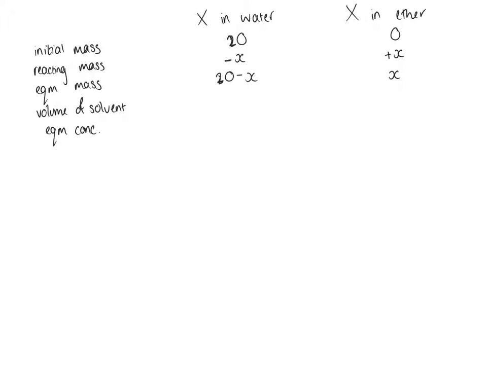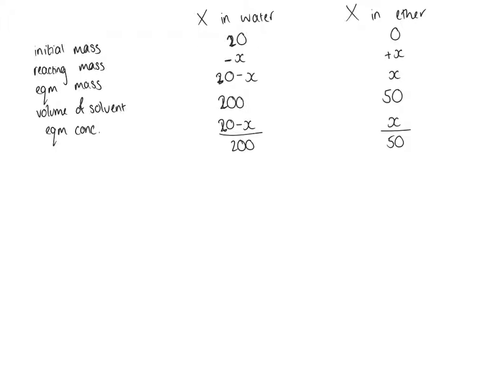The volume of our solvent, as before, we had 200 centimetres cubed of water, but this time the volume of our organic solvent is 50 centimetres cubed. That means the equilibrium concentration is simply mass over volume, so it's 20 minus X over 200 for X in water, and X over 50 for the concentration of X in ether.